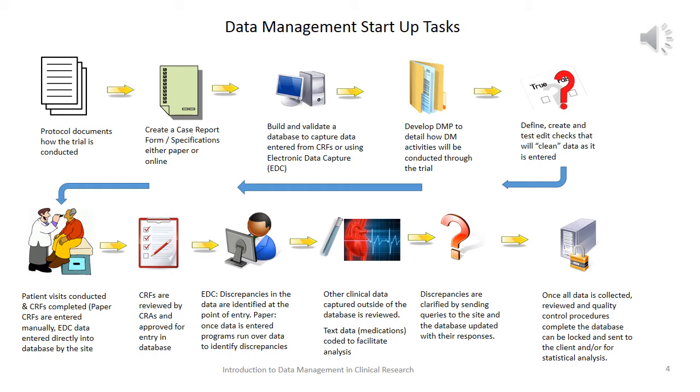So the next thing that's going to happen is once we get our CRF completed, we're starting to build our database, we're going to begin to define and create the edit checks that we're going to use in order to help us clean the data. What these edit checks do is they run on the data that's been entered, and any sort of discrepancy that they may find, they're going to fire, and these can go either directly to the site for them to resolve right away, or they may fire at a status where someone has to review them and determine whether or not it should be sent to the site.